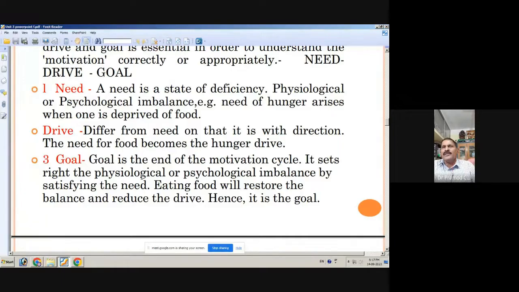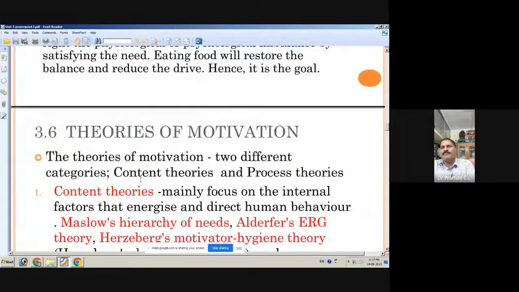So the cycle starts with what? The physiological or psychological imbalance. When we are feeling it, we want to satisfy the need. Eating food will restore the balance and reduce the drive. And automatically, when we fulfill our desires, meaning we fulfill the needs, then we can satisfy our hunger, which is the drive. Then automatically, after getting the food, our goal is achieved.